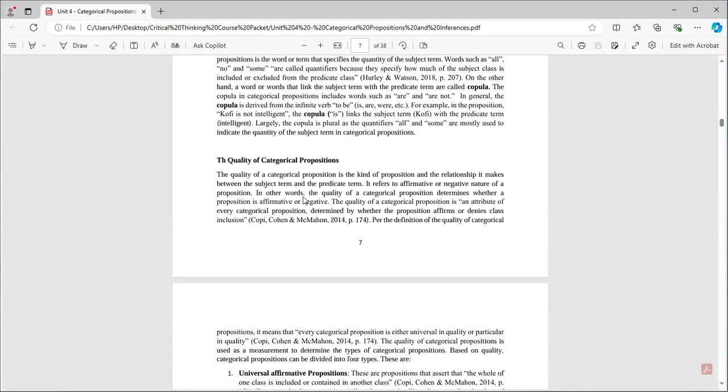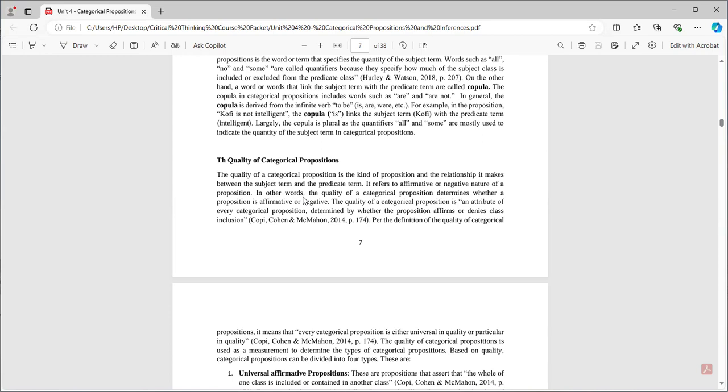And then we have the quality. The quality is a word that tells us whether the proposition, the statement, is negative or affirmative. Affirmative means it's a positive statement. A negative statement or a positive statement. Any word in the proposition that helps us to identify whether it is a negative statement or a positive statement is what we call quality.